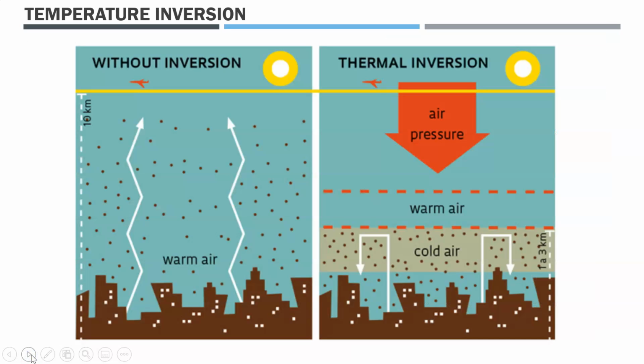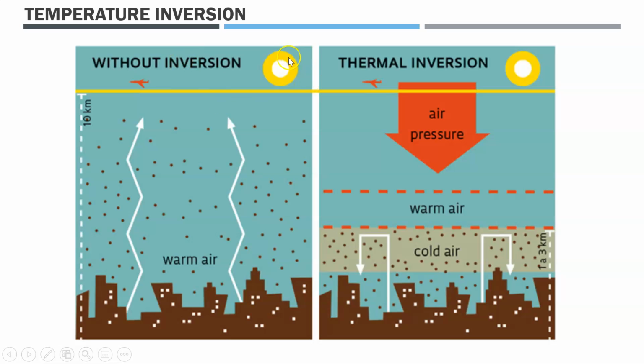So what is this thermal inversion? So thermal inversion is a natural process. It occurs naturally all the time. It's just when it's combined with the pollution that it becomes a problem. So a thermal inversion is when there's an air pressure system, so any high pressure, pushing down towards the ground and it's trapping cold air.